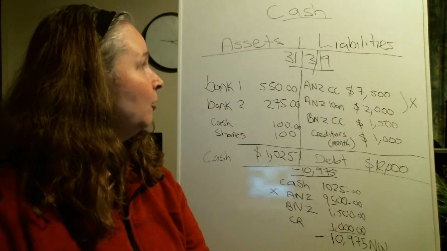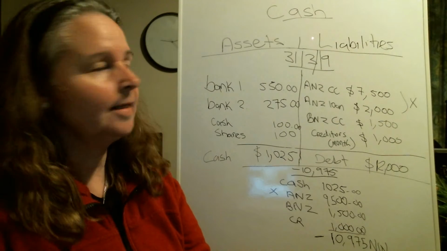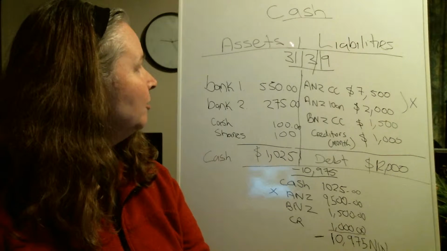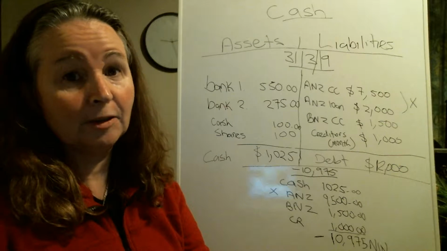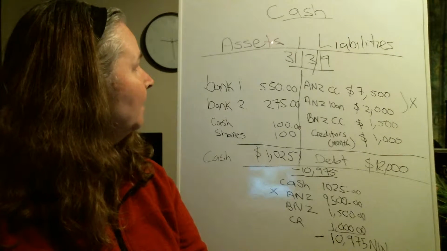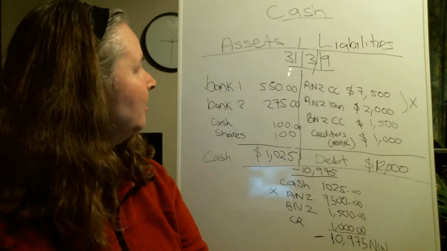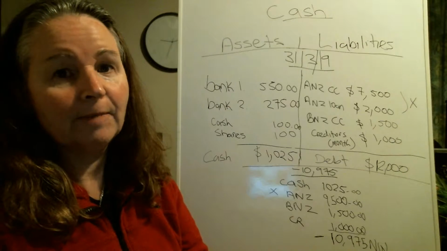What I've got here on the board is 2 columns. First of all, we'll look at this in 2 parts: 2 columns, assets and liabilities. And the date of this is the 31st of March.